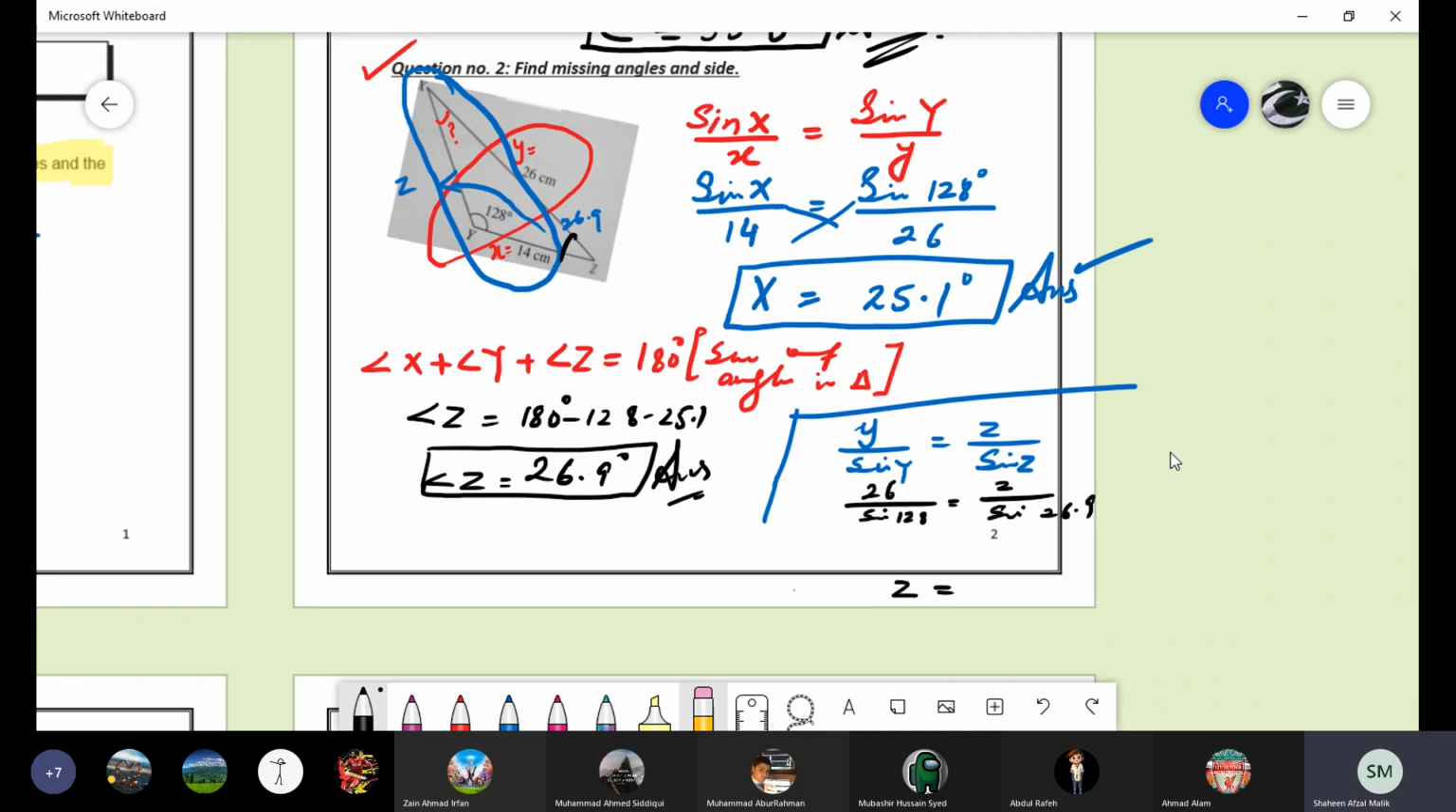Abdurrahman, are you solving the questions? Ma'am, I got 14.9. Yes, very good. 14.9 is the correct answer.